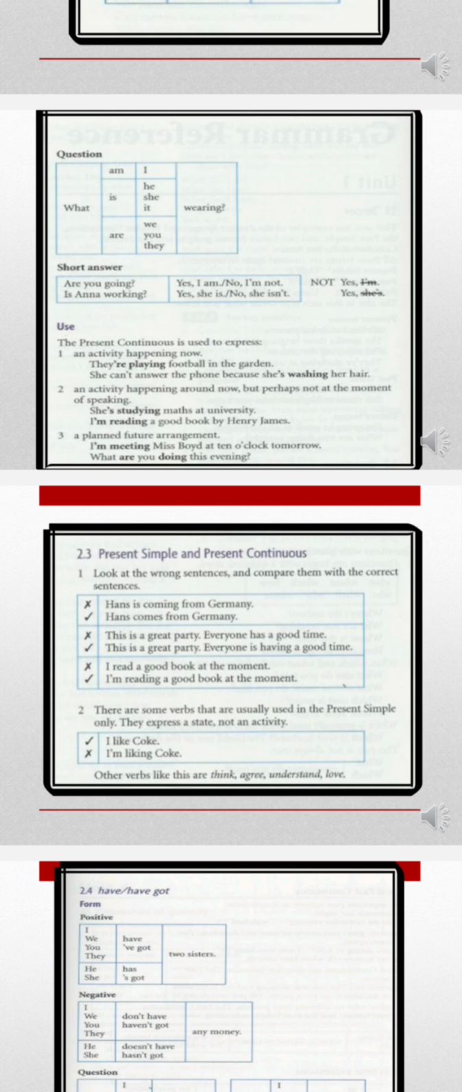Short answer. For example, are you going? Yes, I am. No, I'm not. But not yes, I'm. Another example. Is Anna working? Yes, she is. No, she isn't. But not yes, she is.